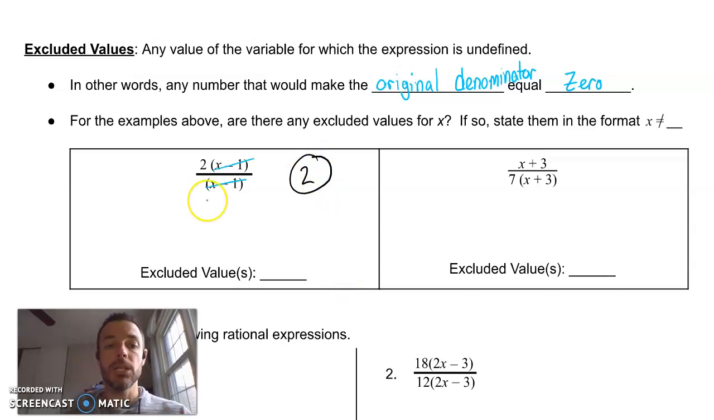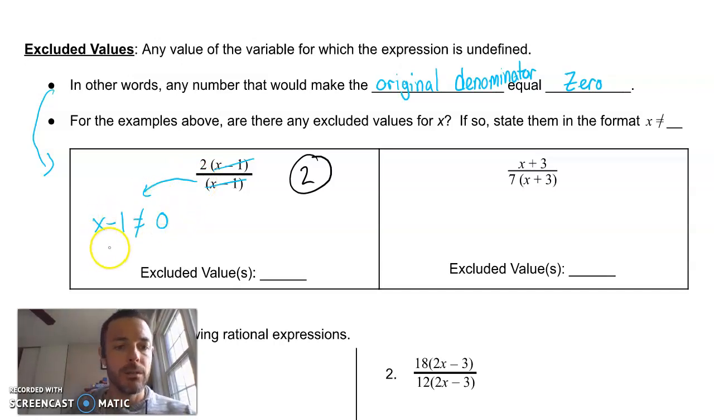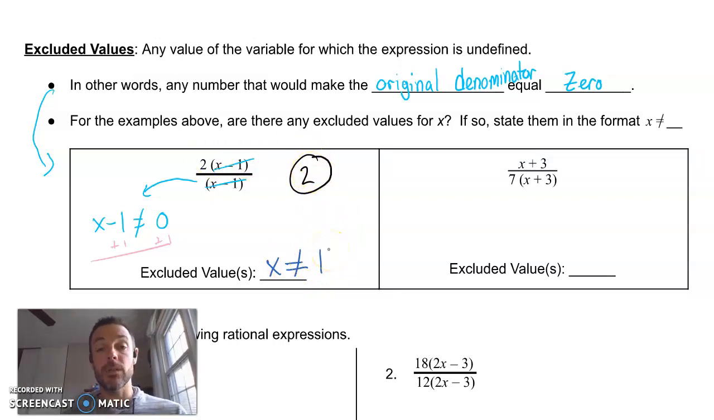But in the original denominator, I had an x minus 1. And based on this idea, that x minus 1 cannot equal 0 because the denominator cannot equal 0. If I add 1 to both sides here, that means I have to exclude by saying x cannot equal 1. So my answer is 2. This simplifies to 2 as long as x is not equal to 1. If x was equal to 1, this is not defined. It is an undefined expression when x is equal to 1.